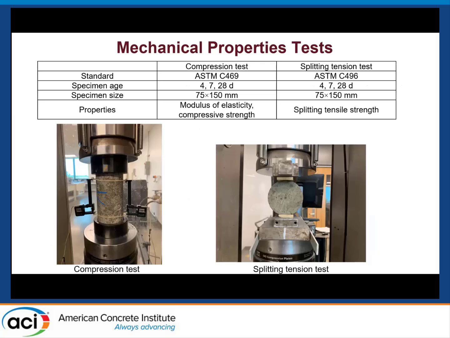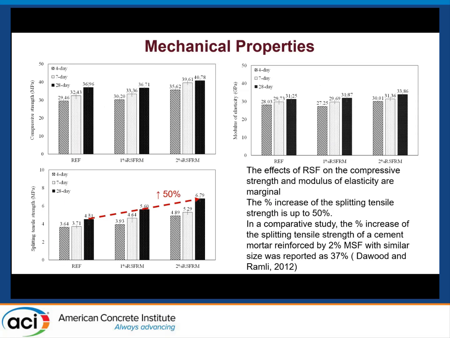And then we did a mechanical property test. We did a compression test to evaluate the modulus of elasticity and also the compressive strength. We also did a split tensile strength test to get the split tensile strength of our cement mortars. So here I show the results in these three graphs. The first graph shows compressive strength versus fiber content. The second one is modulus of elasticity versus fiber content. And the third one is the split tensile strength results.